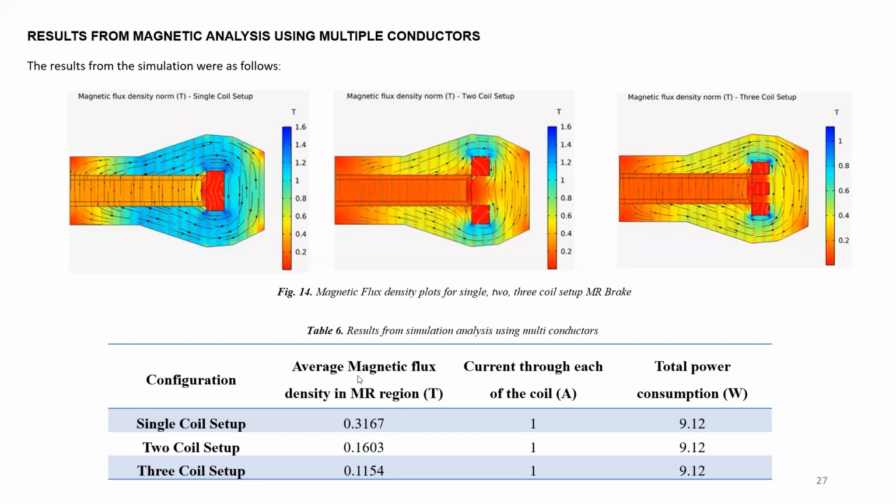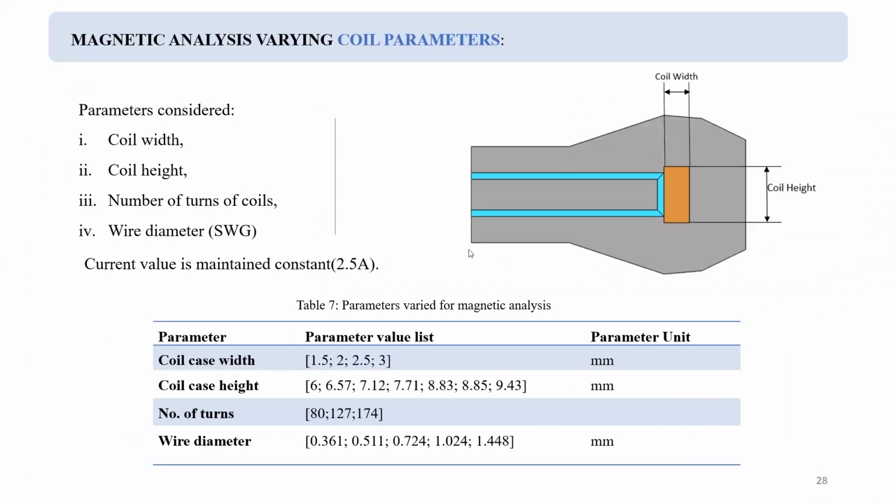That is the magnetic flux density in the MR region. So this is very clear: a single coil can give a good flux density compared to the 2 coil or 3 coil. This kind of work can be done. It is not very difficult.